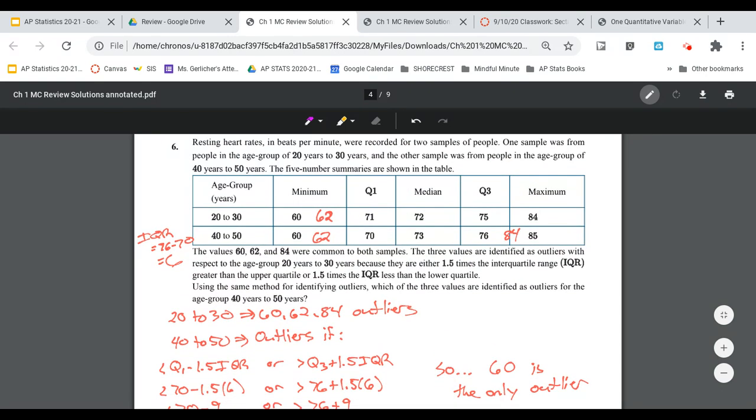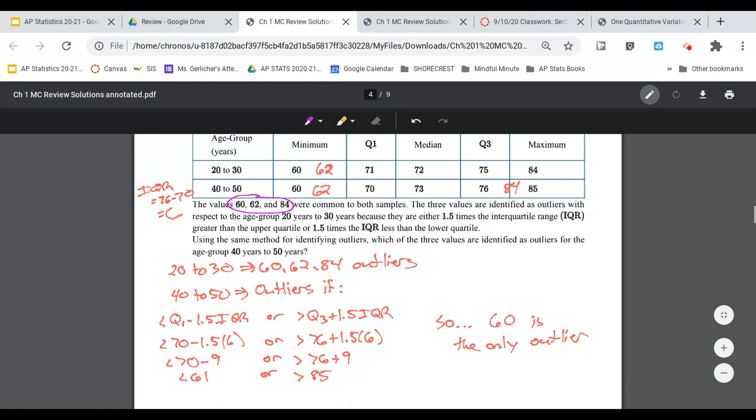Okay, for number 6, let's see. This one, honestly, I had to read it multiple times to even understand what they were saying. There were so many words in here, and this will happen. Statistics is so many words, and the reading and the writing is the hardest part of it. Okay, so what they were saying is that these 3 values were outliers for the younger group. So they did that for you. So now they wanted us to use our outlier rule and apply that to our older group and see if any of those 3 values were outliers for the older group.